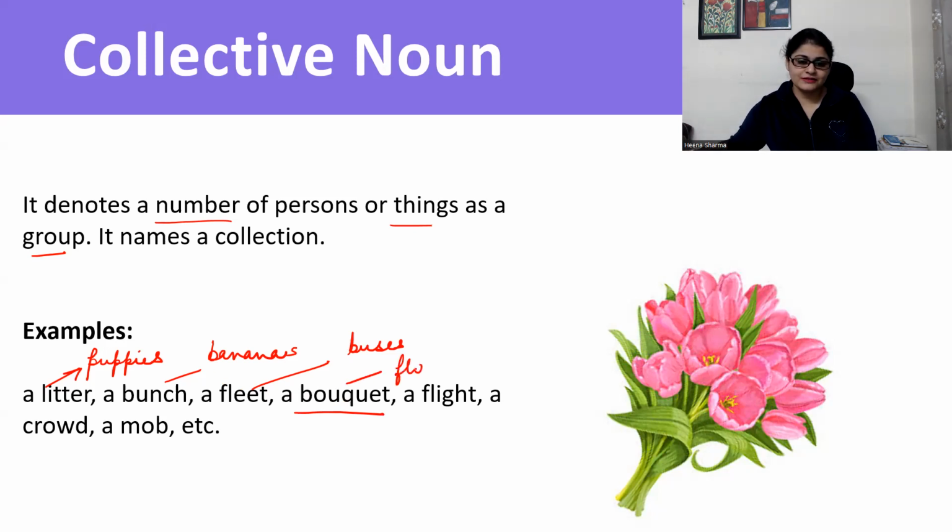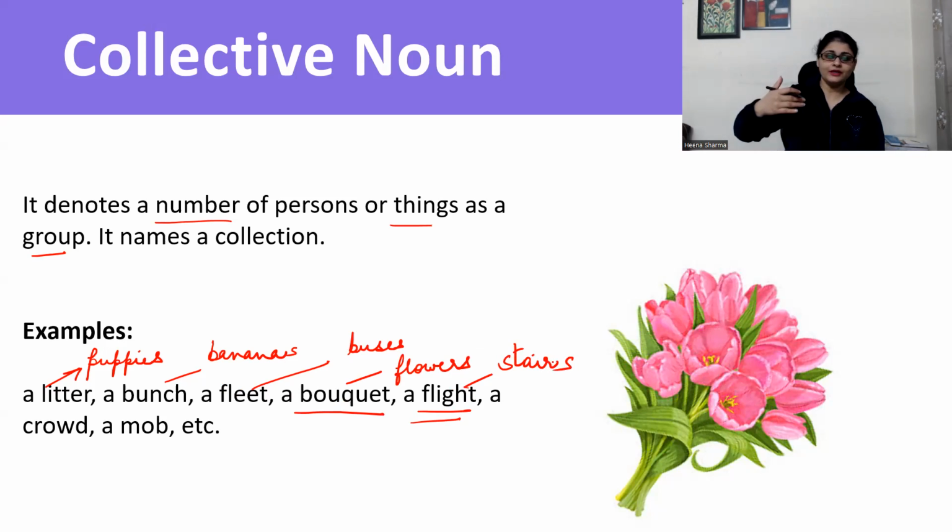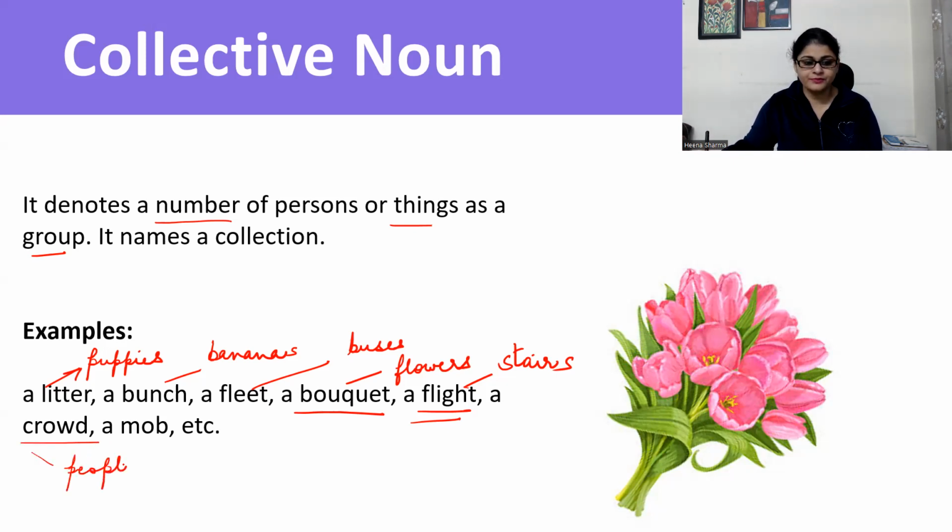Bouquet of flowers. Then comes flight. Flight of stairs. आपने देखा होगा आपके स्कूल में, घर में जो सीढ़ियां होती हैं, उनका जो अरेंजमेंट होता है सीढ़ियों का, सारी सीढ़ियों को टुगेदर वी ऑलवेज कॉल अ फ्लाइट ऑफ स्टेयर्स. क्राउड, लोगों के झुंड को कहते हैं. So crowd is for people.